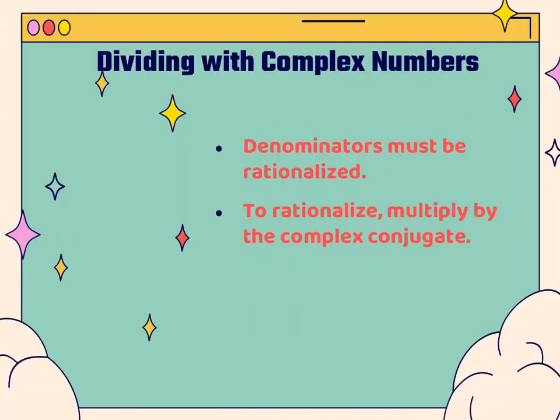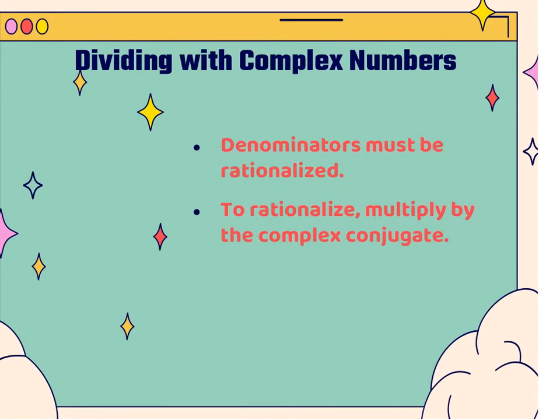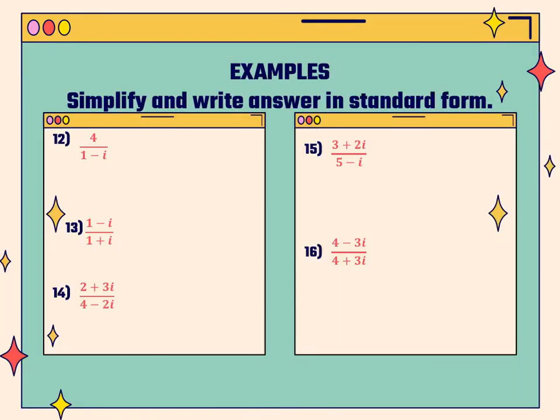And we divide with complex numbers, or if you have a fraction, because again, remember, a fraction bar means division. Remember, your denominators must be rationalized, meaning just like before, we can't have a square root in the bottom. Now we can't have the letter i in the bottom of a fraction. So to rationalize, we're going to multiply by the complex conjugate, because remember, multiplying by the complex conjugate makes the i disappear. So let's just try 2 examples for today, and then we'll finish up on Monday.